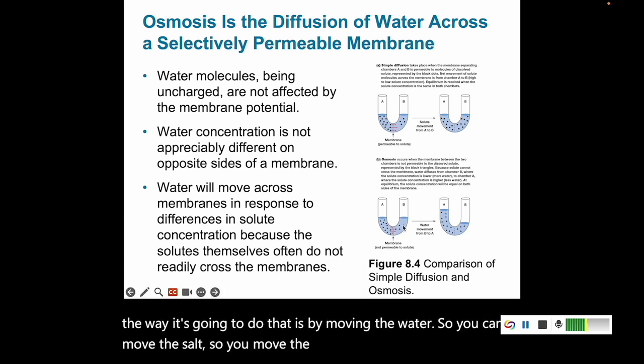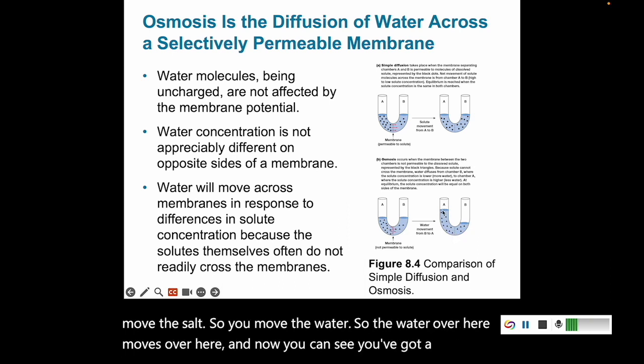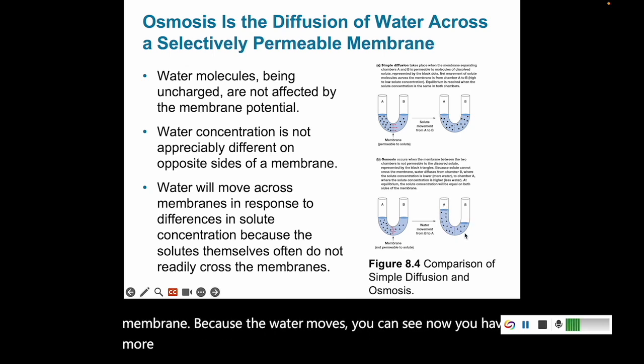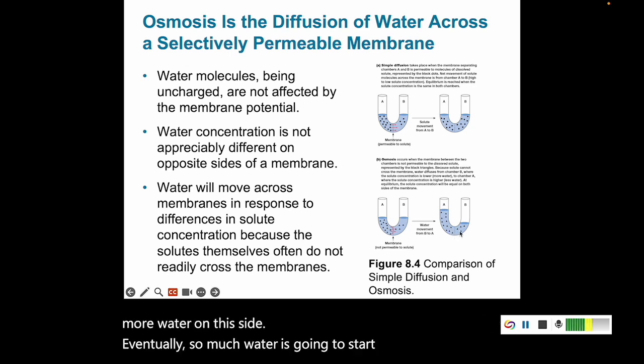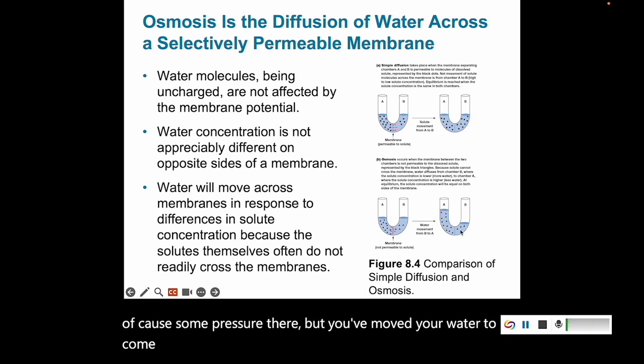So the water over here moves over here. And now you can see you've got a balance of the concentration. It's about the same on both sides of this membrane. Because the water moved, you can see now you have more water on this side. Eventually, so much water is going to start to push back and kind of cause some pressure there. But you've moved your water to come to a concentration equilibrium.